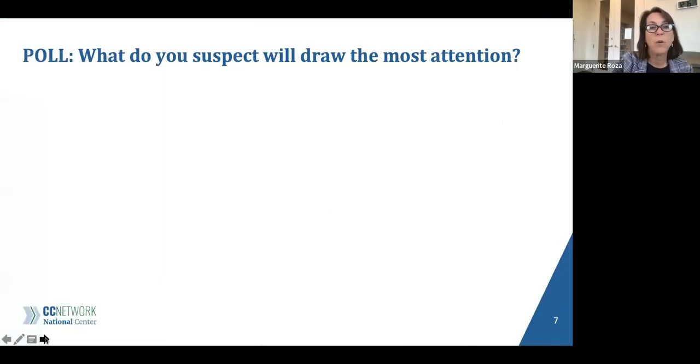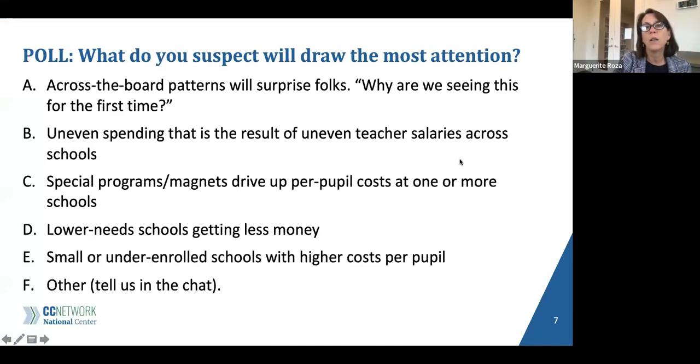So let's do a poll on this. What do you suspect will draw the most attention? That the patterns will surprise folks? Why are we seeing this for the first time? Do you think that what will draw some of the attention here is that the uneven spending is caused by uneven teacher salaries, that most people will go toward the special programs or the magnets? We did see that in some of the data. Our sense was that every district has a different story to tell.